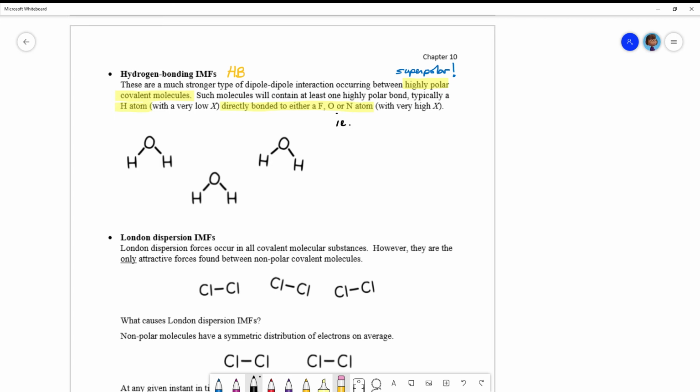I'm going to write that over here. So the polar molecule must contain a fluorine-hydrogen bond or an oxygen-hydrogen bond or a nitrogen-hydrogen bond in order for that molecule to be superpolar and for the type of IMFs to be hydrogen bonding IMFs.